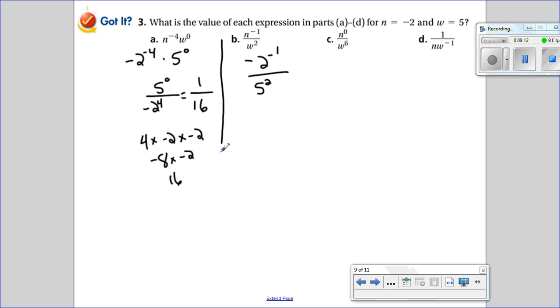Okay. The negative 2 to the 1st is going to end up being on the bottom, so all that's left up top is a 1. We have negative 2 to the 1st times 5 squared. Negative 2 to the 1st is negative 2. 5 squared is 25, so negative 2 times 25 is negative 50.